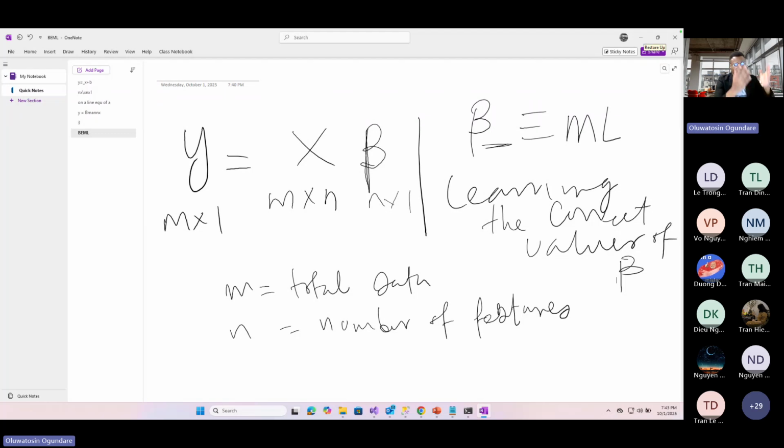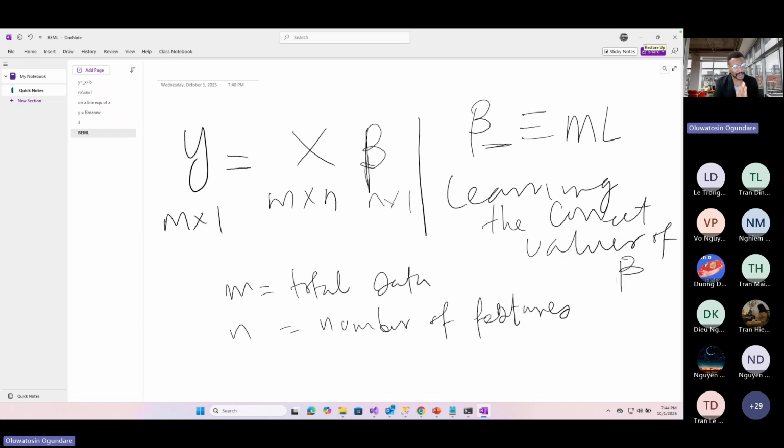You know that your prediction is an n by 1 vector. Your data set can be described as an m by n matrix, because m is the total amount of data you have in your data set, and n is the number of features. When you do the vector algebra with a vector called beta, which is n by 1, you're going to get an m by 1 vector, which is your prediction. So your machine learning then is simply estimating the correct values of beta from the data.